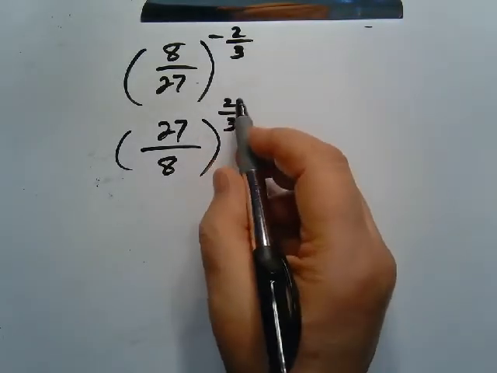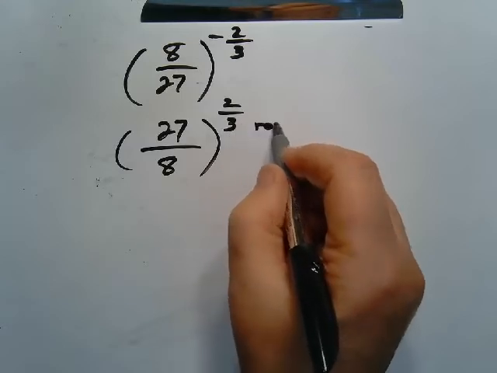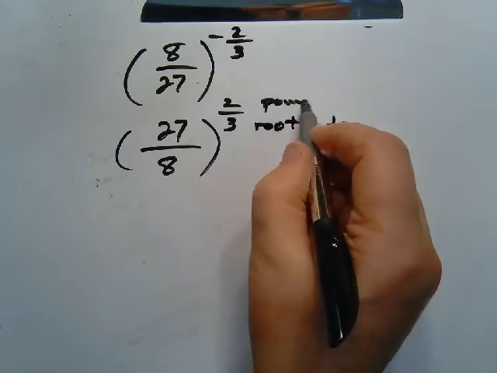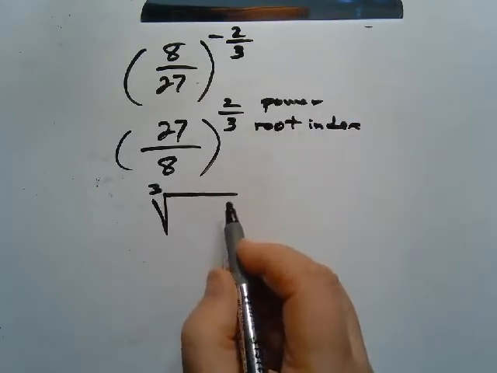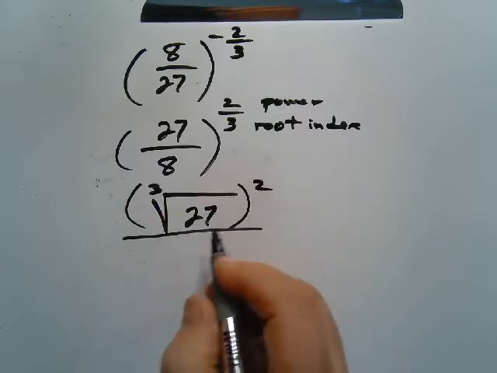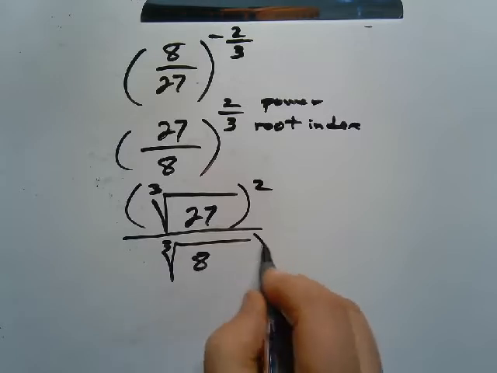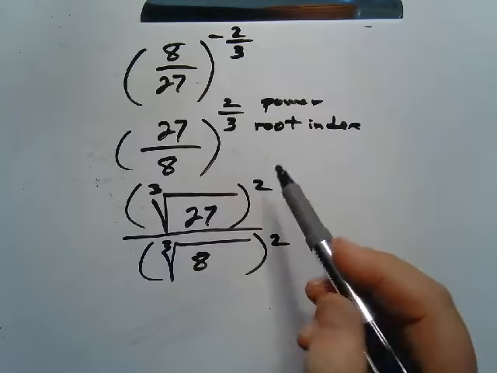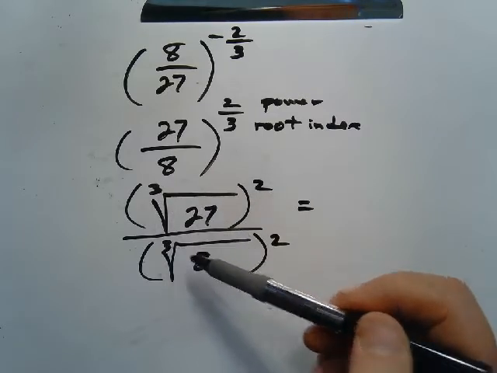Now I could write each of these similarly. Remember, the bottom number here is a root index, and the top number is a power. So I'm going to write the cube root of 27 squared over the cube root of 8 squared. I could have written it a couple of different ways, but I think that this is the easiest way because I can take the cube root of 27 and the cube root of 8.